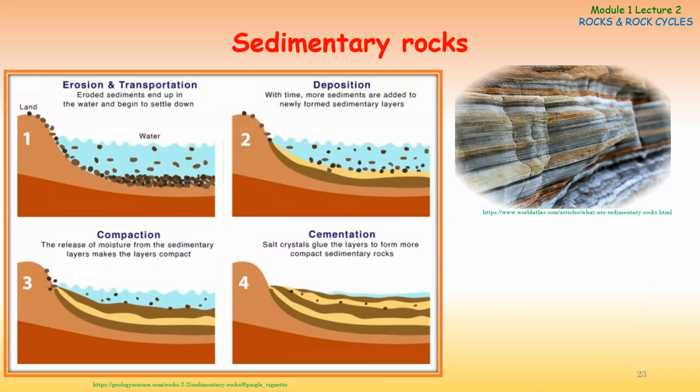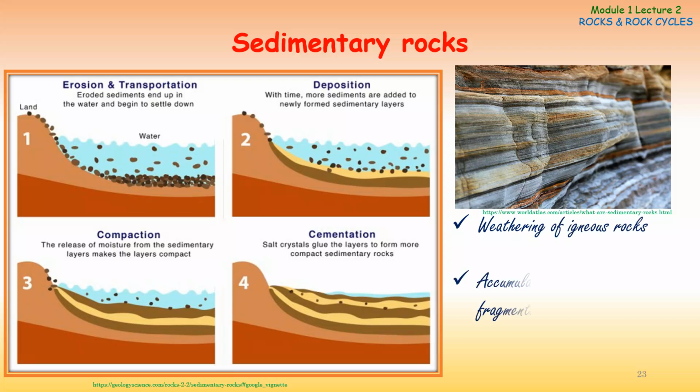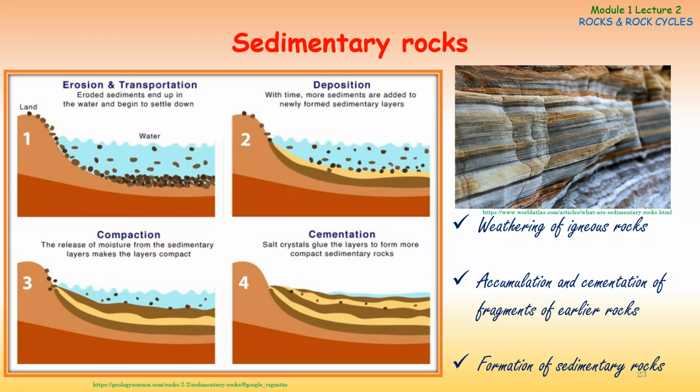Erosion or weathering of igneous rocks slowly breaks down large rock into smaller ones. The smaller portions get deposited layer by layer and keep getting compacted. These layers stick to each other and thus form sedimentary rocks.